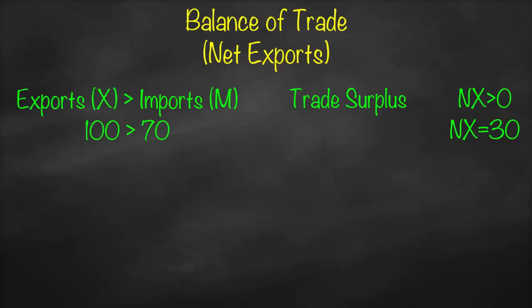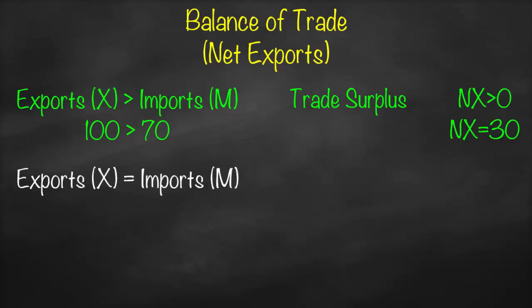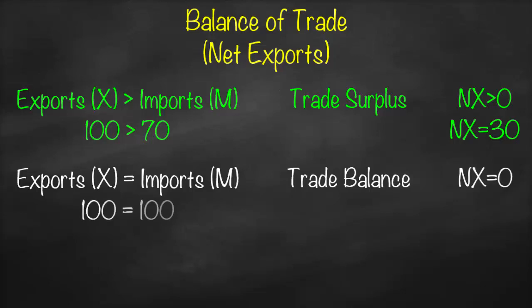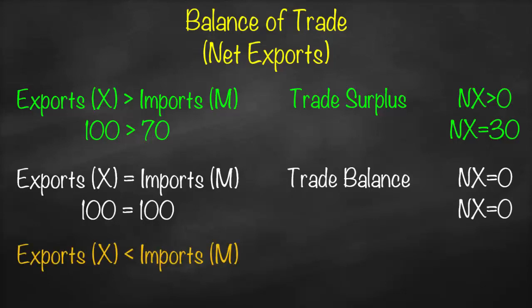Let's get another scenario. Maybe our exports is equal to imports, and this means that we have trade balance. What do I mean by trade balance? It means that exports offset imports, consequently our net exports will be 0. Let's get a numerical example. Let's assume that we have exports of 100 and imports of 100, therefore 100 minus 100 will give us net exports equal to 0.